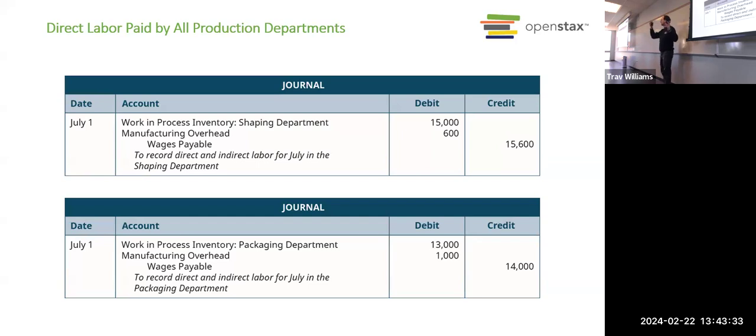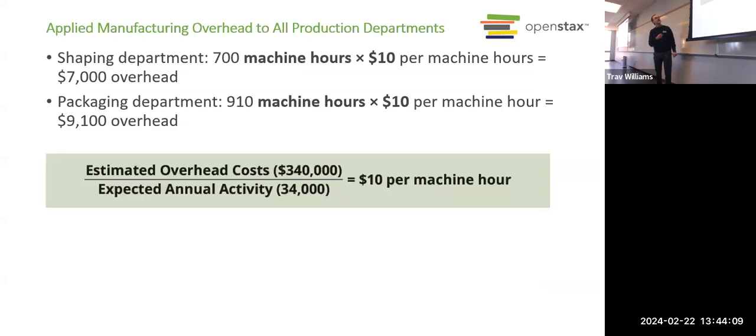We either put the cost directly, if it's direct labor, into a work in process account. Here we see this is for the shaping department, so this would be labor for the shaping department. Or if it's indirect labor, because it can't be associated with a particular department's production, then it goes into manufacturing overhead. In this other example, same thing, just different department. Okay? All of these costs are getting tracked, and they have to be tracked in the right department.